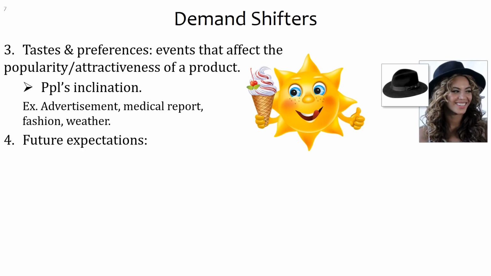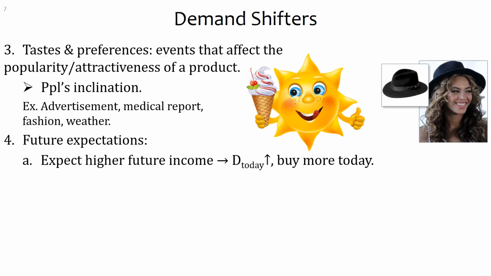Another shifter is future expectations, and we have two types here. One is expecting higher future income. If people expect a promotion, a raise in the future, they're gonna buy today. Now you might be like, hang on, if you don't have the money, how are you gonna buy more today? And the answer is you can buy on credit.